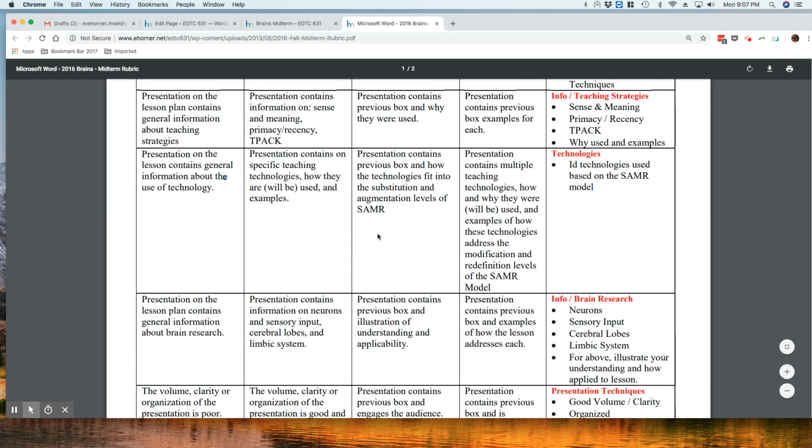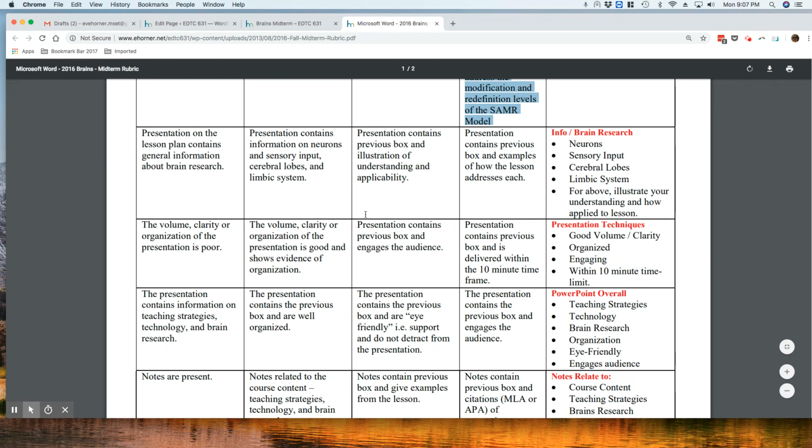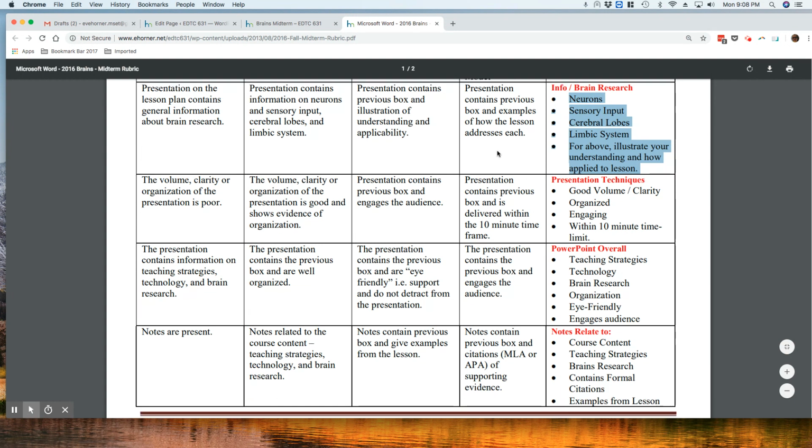Similar with your technology strand, you have to get all the way to a box 4 over here on the SAMR model. Similar to this strand on your brain research, your objective is to cover all of this content in your brain research area, getting all the way to the top where you want to provide examples of how your lesson addresses each of those areas.